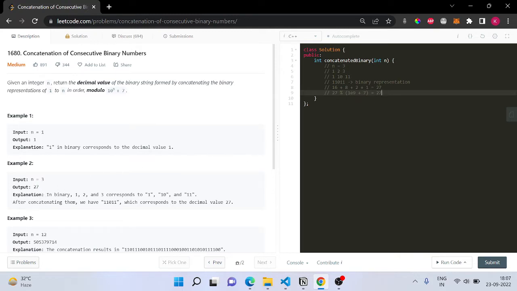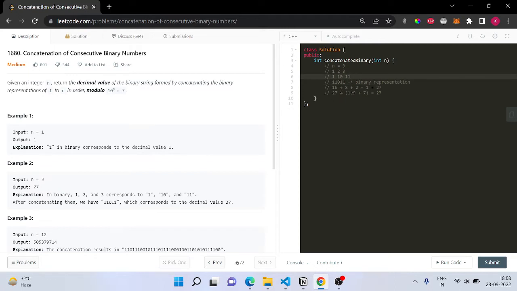One thing we can do is, from 1 to n, calculate their binary representations, convert them into strings, concatenate those strings, and at the end calculate the final value of that string. This is one way. Another way is, if you can see from here.